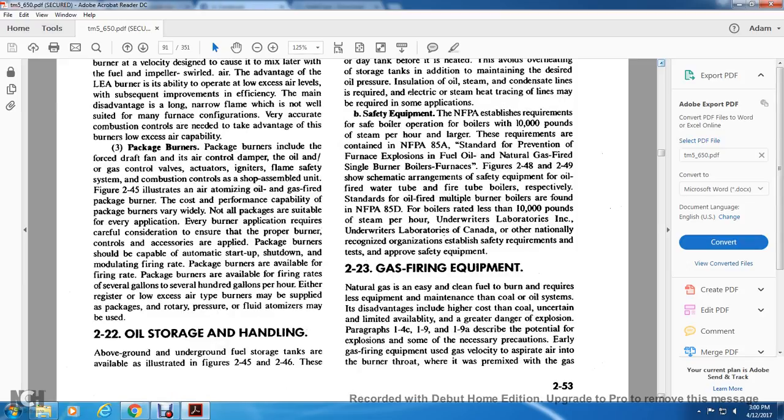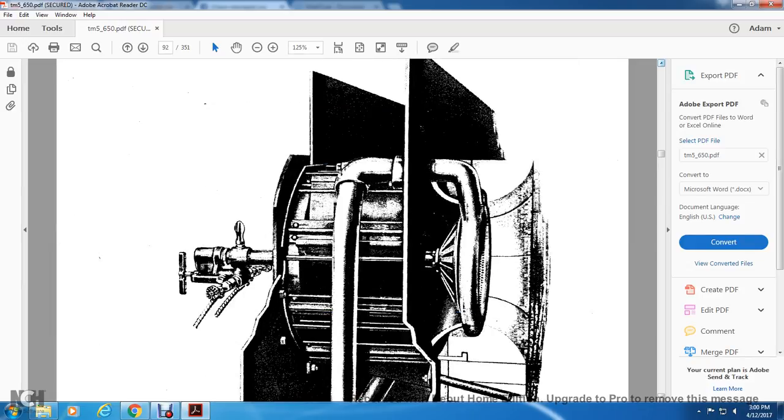Figure 223, gas firing equipment. Natural gas is easy to clean and to burn. It requires a little less equipment and maintenance than the coal and oil systems. Disadvantages include higher cost than coal, uncertain and limited availability, and greater danger of explosion. Figures 14C, 19, and 198 describe the potential explosion. Some of the necessary precautions for early gas firing equipment: use gas velocity to aspirate air into the burner throat, in which it is pre-mixed with the gas.